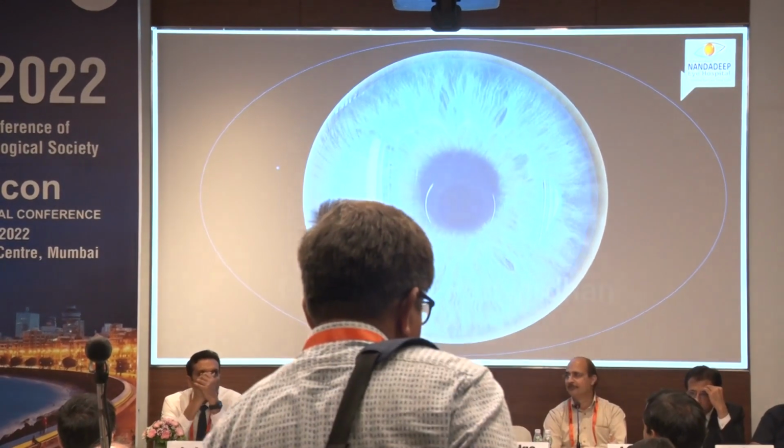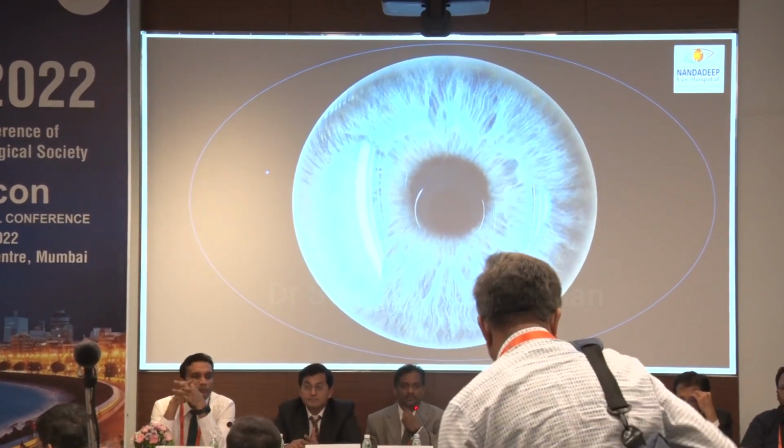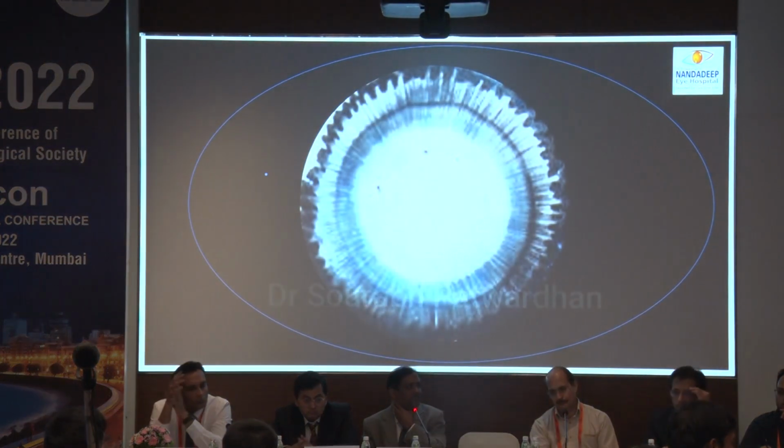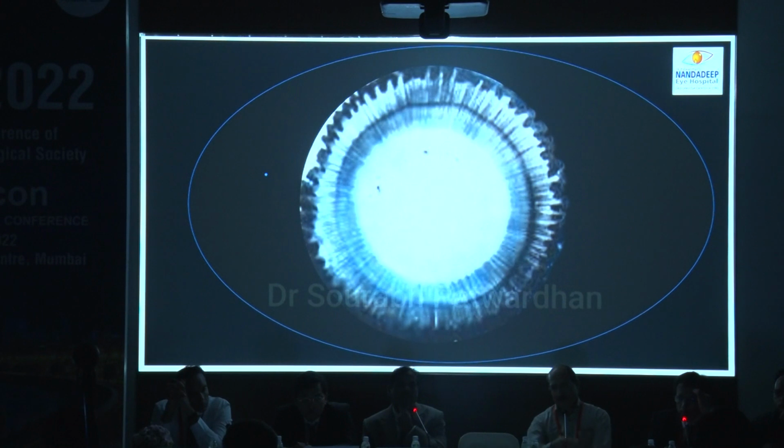Can we have the lights dimmed, please? Behind the iris is the unseen universe of zonules, zonules which give stability to the human lens.